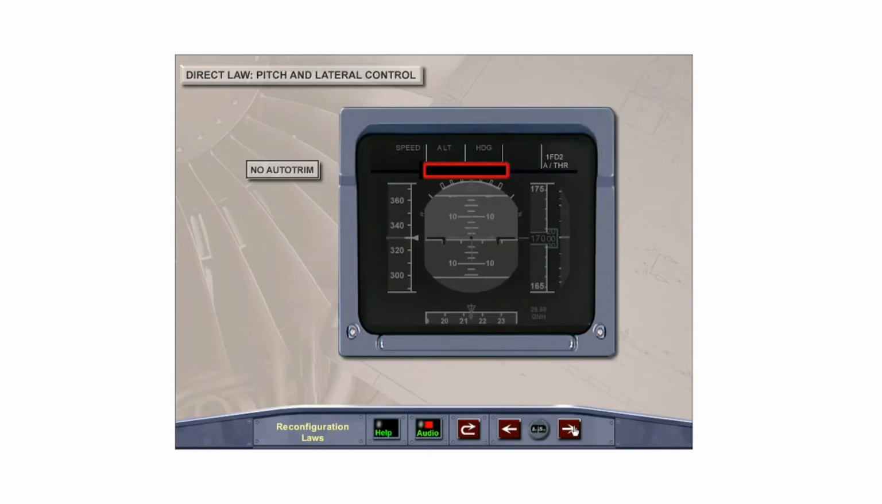In direct law, auto trim is lost and trim changes due to speed and configuration changes must be trimmed manually with the pitch trim wheel. The message "Use manual pitch trim" is displayed in amber on the PFD as a reminder.